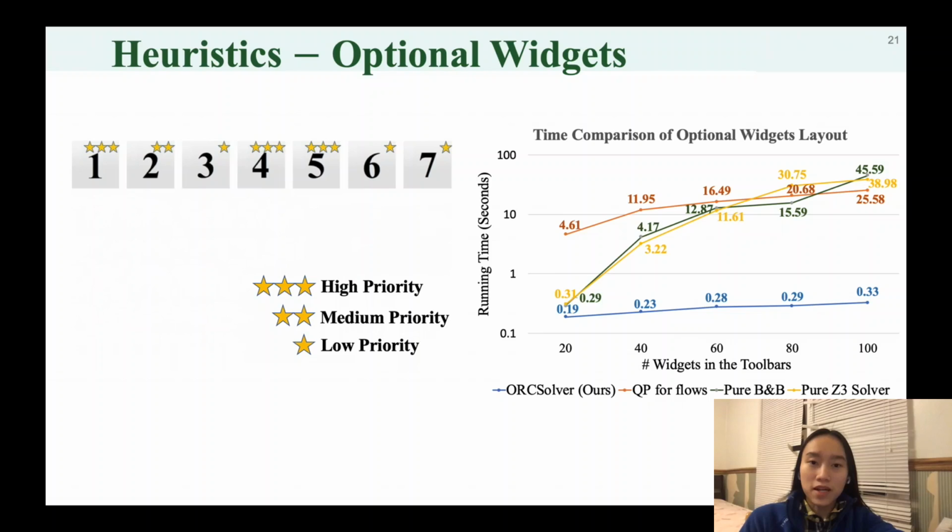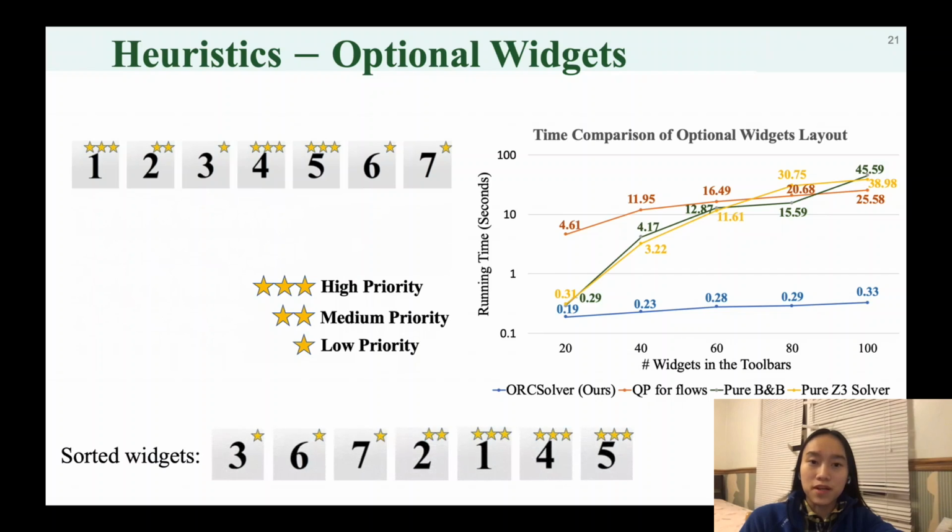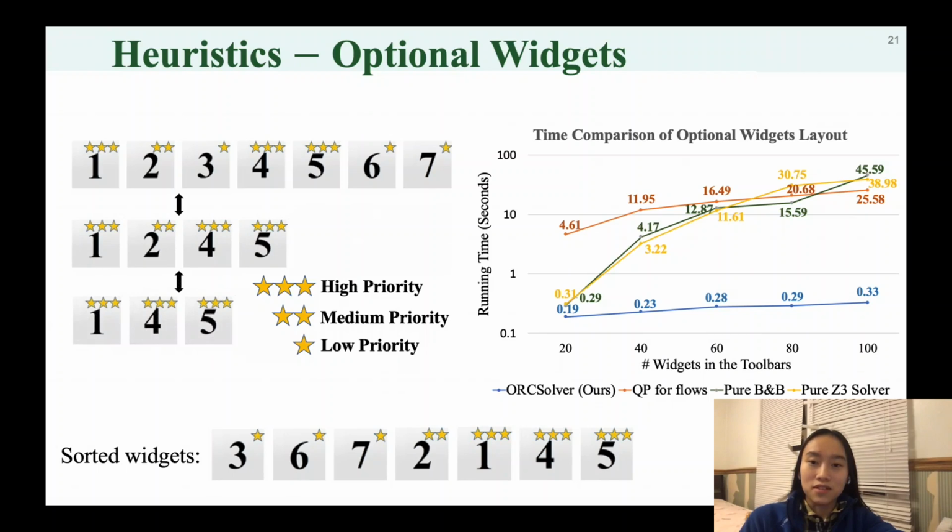In optional widgets pattern, widgets in flows can be optional. OrgSolver first sorts all the optional widgets by ascending weights and processes the flow row by row. If the total sum of widget widths remaining to the flow is greater than the empty space in the flow, it tries removing the optional widgets with the lowest priority, and then continues to remove widgets in ascending order of priority as long as it reduces the loss.